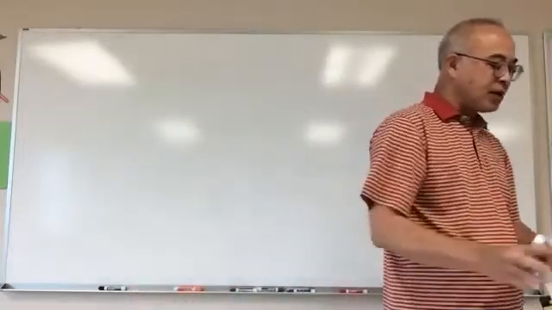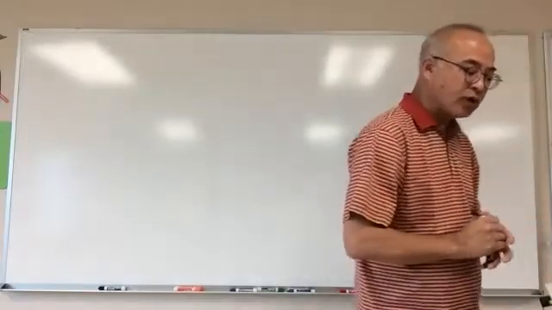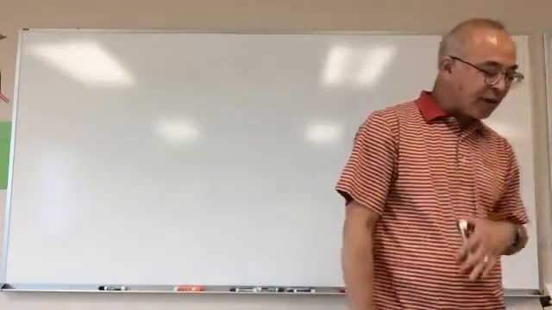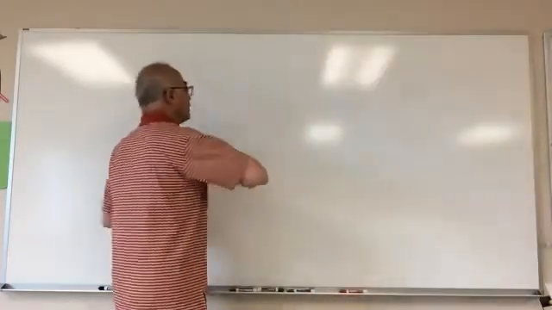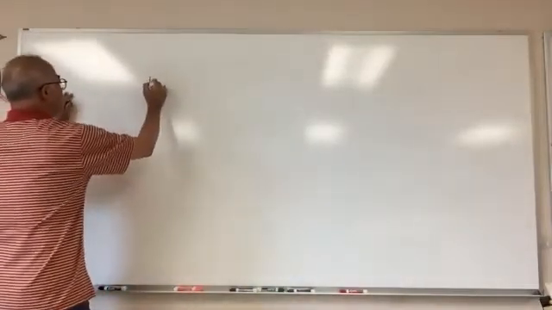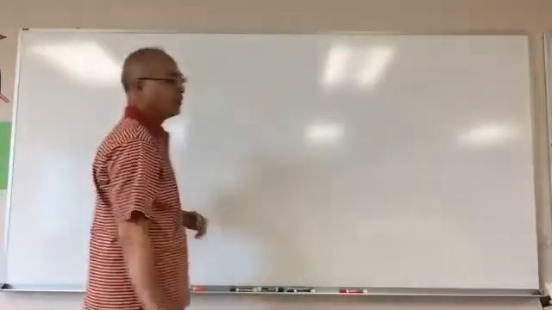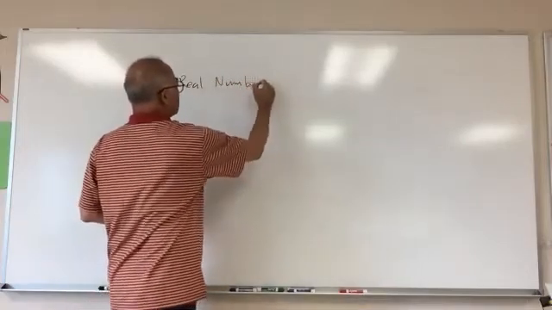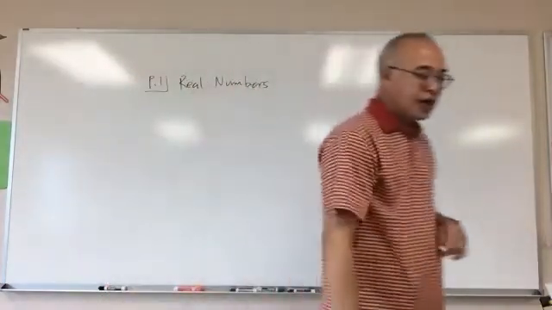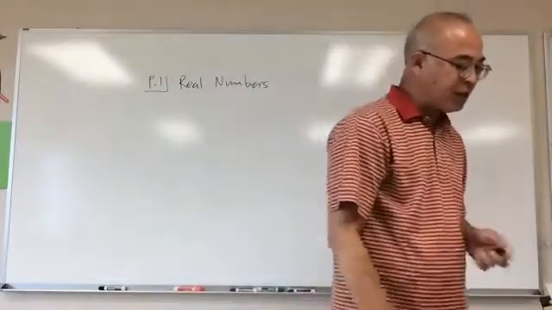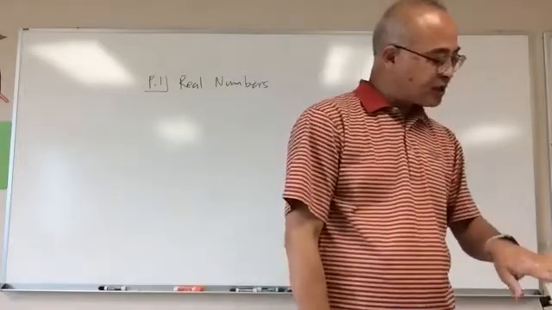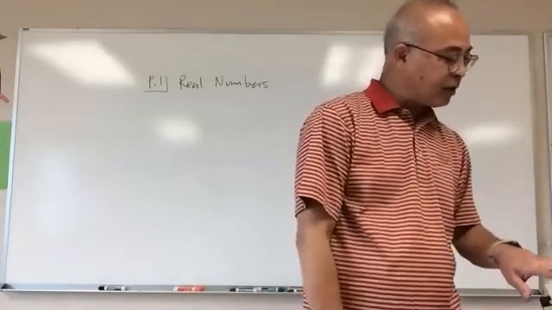So in section P, again, we have P-1, real numbers, P-2, 3, all the way through 7. Again, I am going to cut it off at P-4. So P-1 to P-4 will be our first quiz. P-1 is real numbers. P-2 is Cartesian coordinate system. P-3 is linear equations, inequalities. P-4 is lines in the plane. So that's what we're going to do.